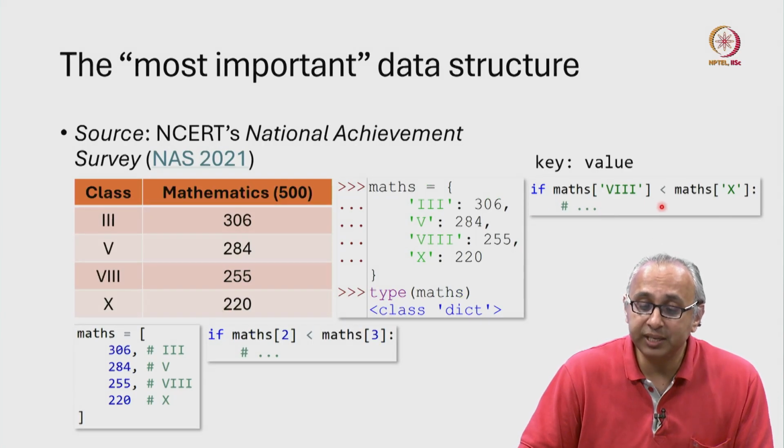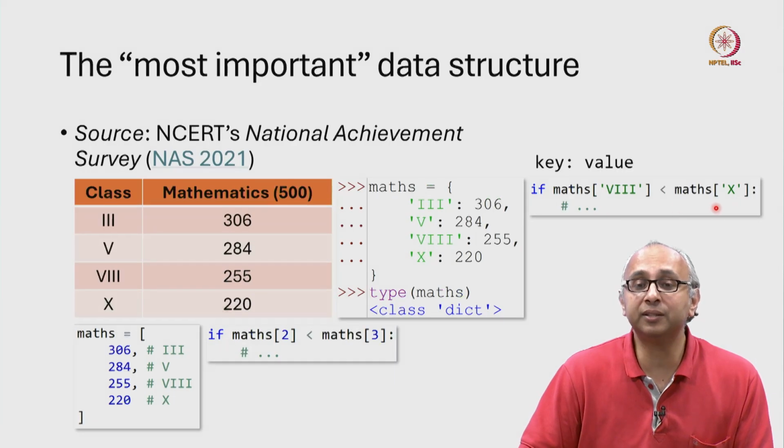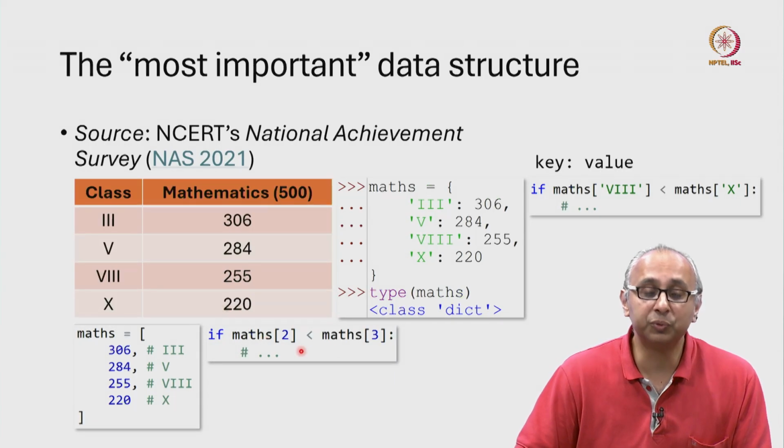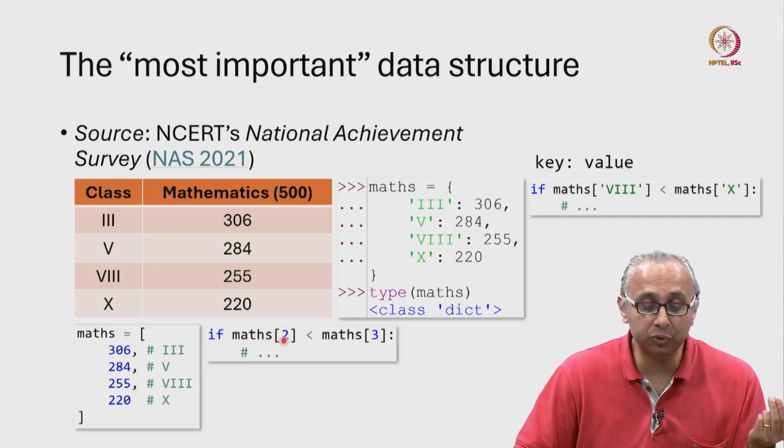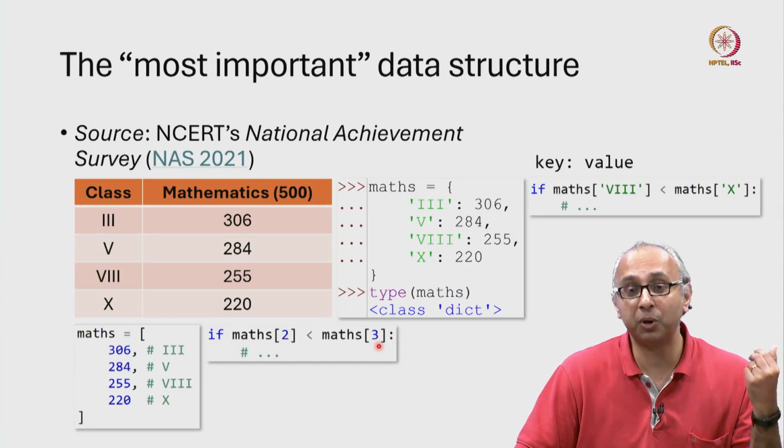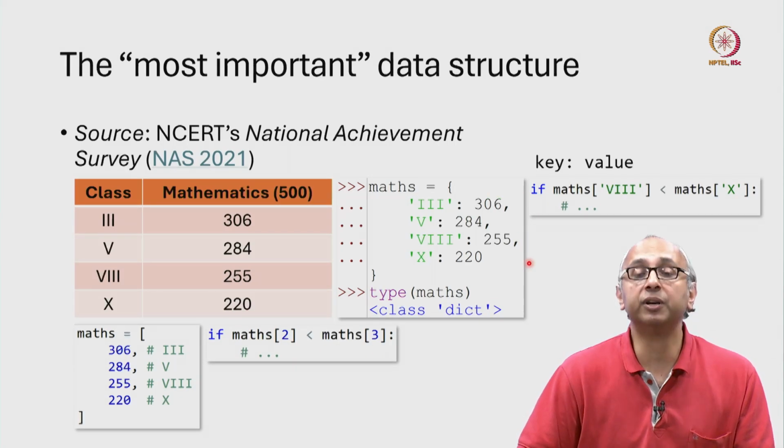But you see how much easier it is to read this code than to read this code, where we would have to remember what index 2 and index 3 corresponded to. So this is very useful.